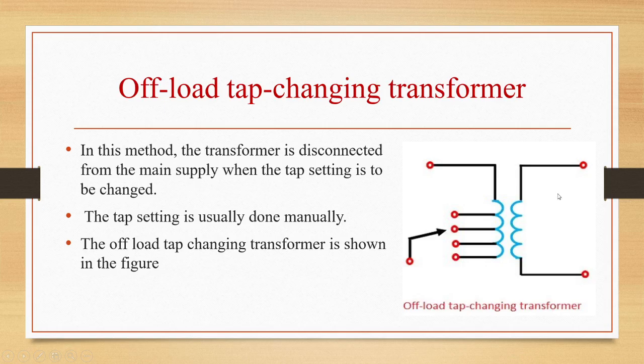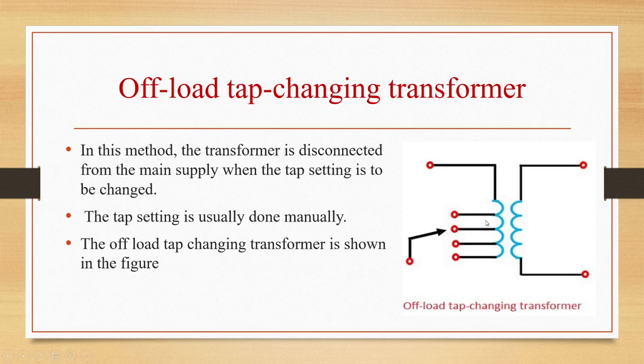That means we can connect the load, but we cannot change the tap by switching on the supply. Supply should be switched off, so we can change the setting manually. Load will be connected, of course, that is another thing. But what I am telling here is that supply will be cut off, then we can change the settings, then again switch on the supply.